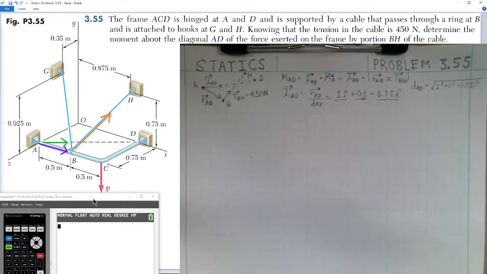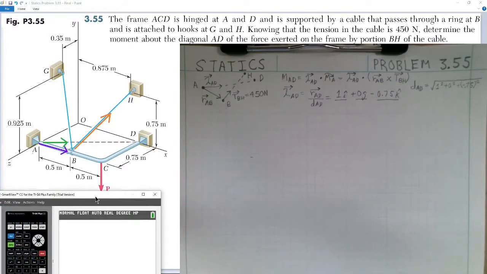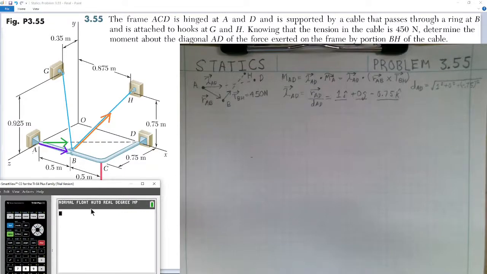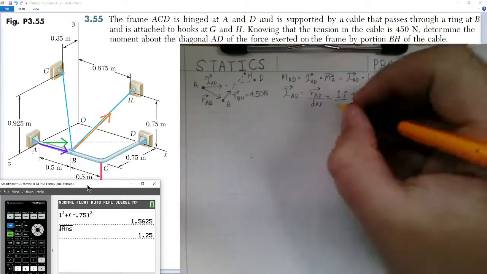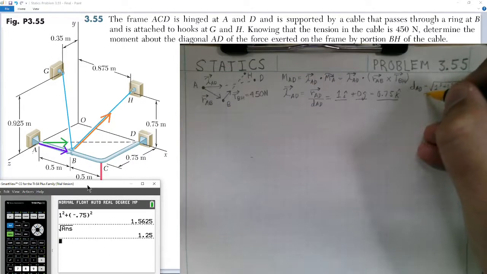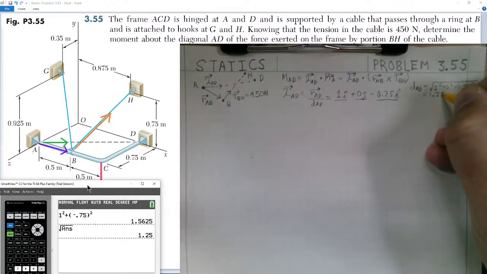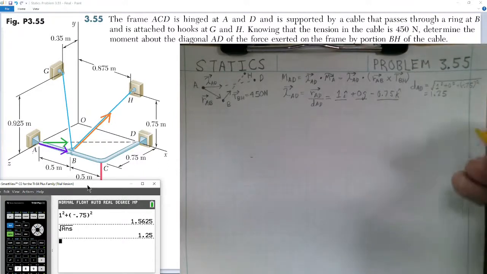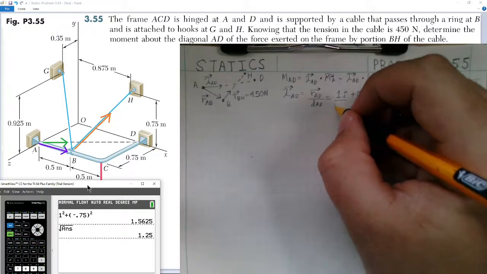So for our distance, we type it into our calculator. Let's go to our calculator app. We're not using vector P here. There's no force P, so we can move this calculator app up. So it would simply be 1 squared plus 0 we can ignore, plus, in parentheses, negative 0.75 squared. We'll square root this number, and we get 1.25. Okay. Now we're going to divide each one of these values by 1.25.